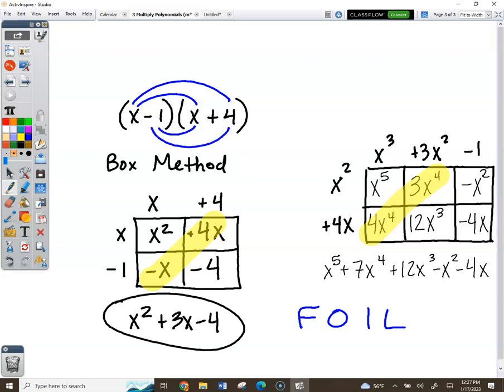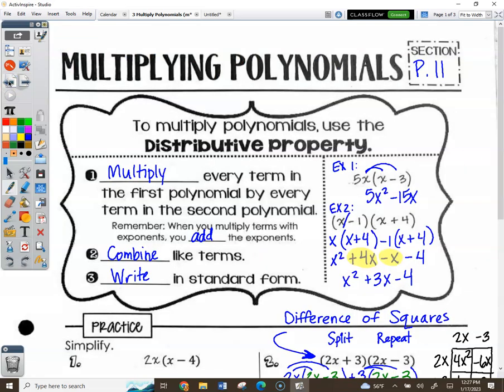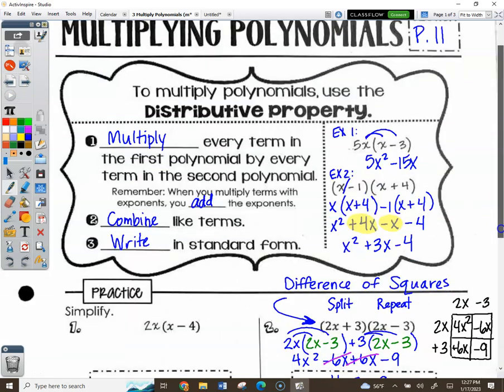Here's the problem with FOIL. If you have a binomial times a trinomial, FOIL does not work. It leaves out the middle term because it's now a trinomial. So I don't teach FOIL because people tend to try to use it every time, and it does not work with a trinomial. What does work every time is the box method or the distributive method. Works every time. Doesn't matter what you have in front of you. Okay?